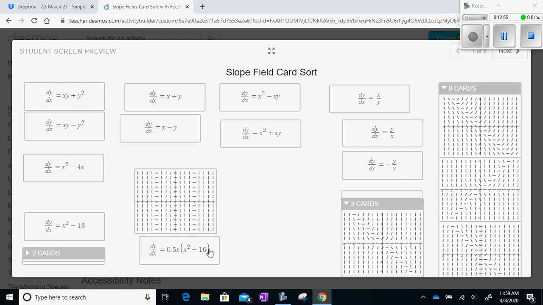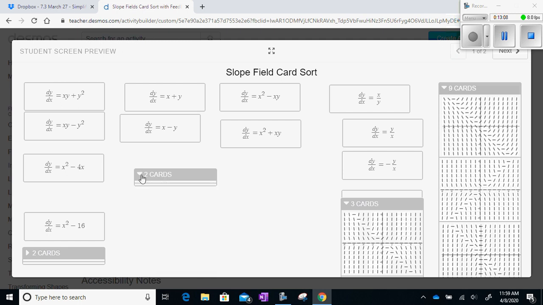Do we see it? We're going to have 2 solutions for a 0 slope from x squared minus 16, and we're going to have another solution. It's going to be x equals 0 from the 0.5x. All right, so these 2 cards definitely match. Let's condense them, and let's put them down here.